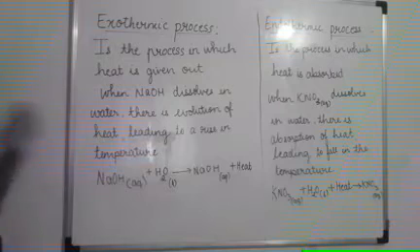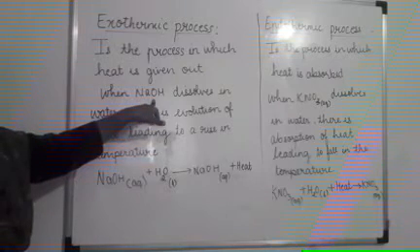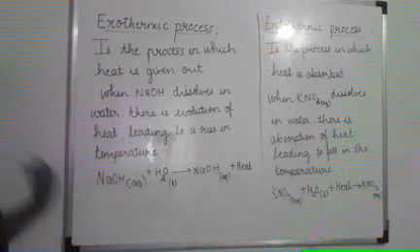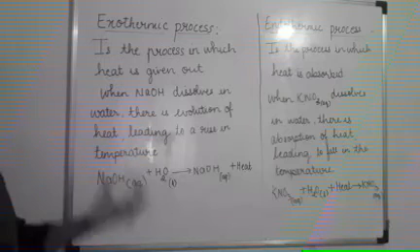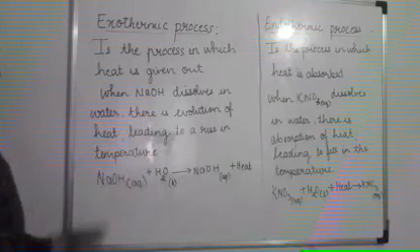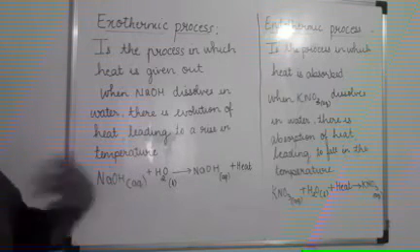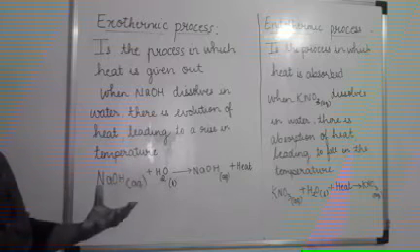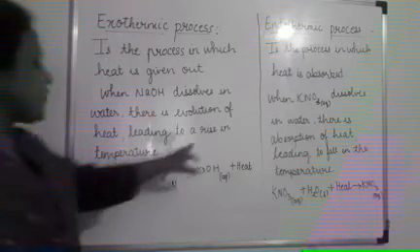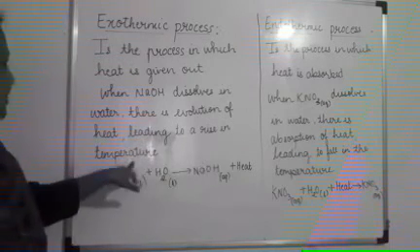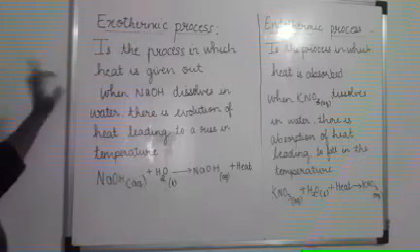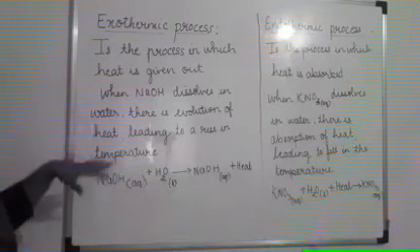For example, when sodium hydroxide, that is NaOH, dissolves in water, there is evolution of heat. Evolution of heat means heat is being given out in a larger amount, and when heat is given out, it gives rise to a rise in the temperature. Therefore, an exothermic process means a process in which heat is given out.